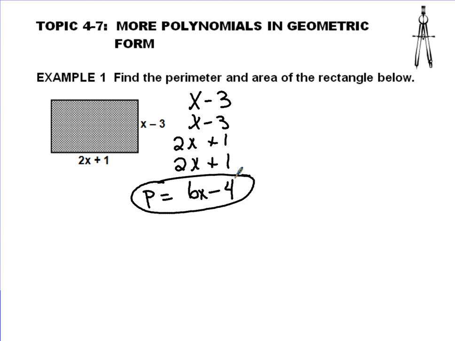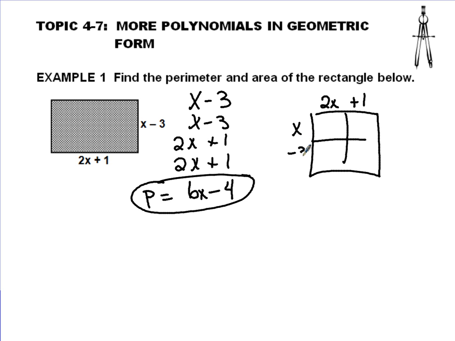Okay, to do the area, area means base times height. So I'm just going to multiply the two together. I'm going to use the box method. It doesn't matter which I put on top and which I put on the side.